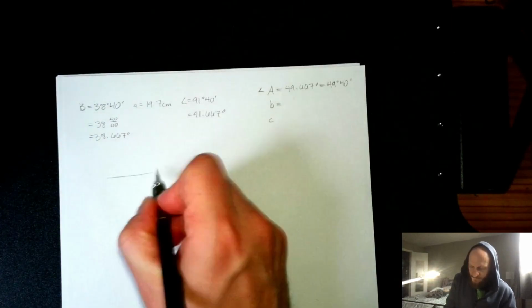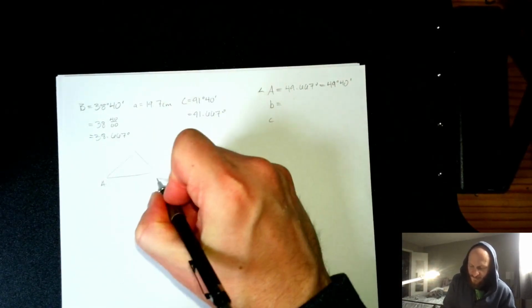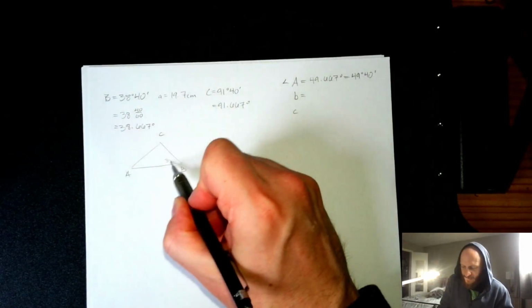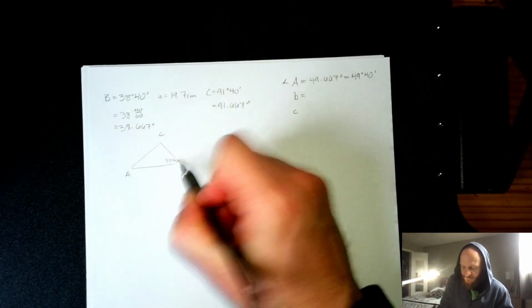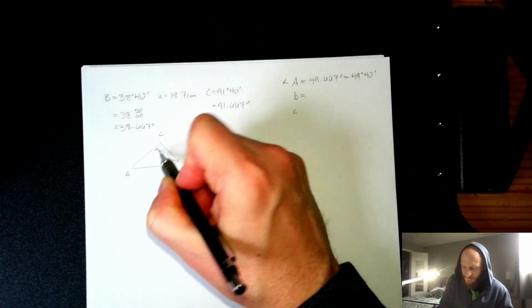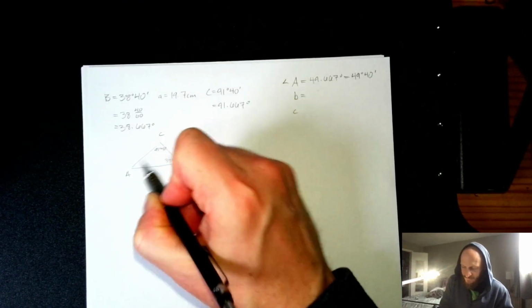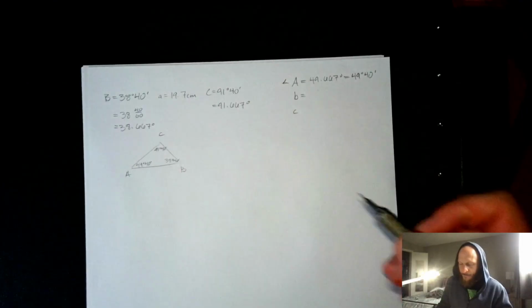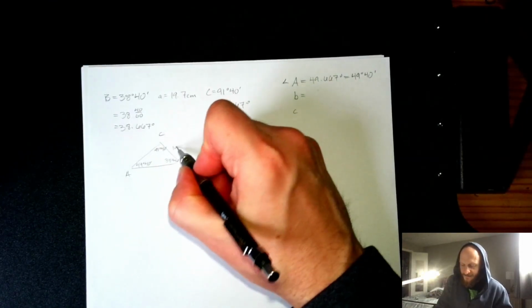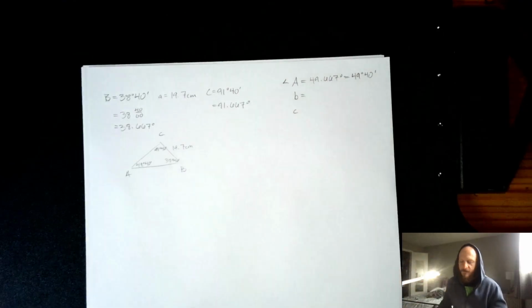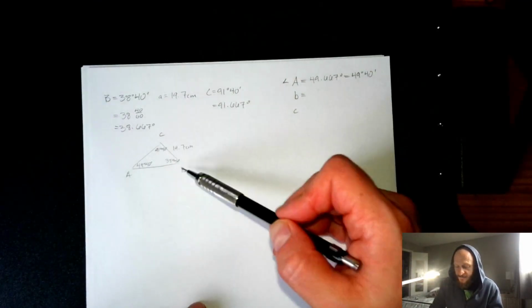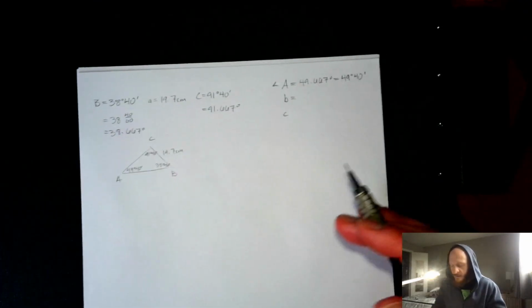So again, just a really quick picture, just to make sure that I'm not doing anything silly. I'll say this is A, this is B, this is C. Here's 38 degrees, 40 minutes; 91 degrees, 40 minutes; 49 degrees, 40 minutes. Side A is 19.7 centimeters. So we were given B, A, and C: angle, side, angle.